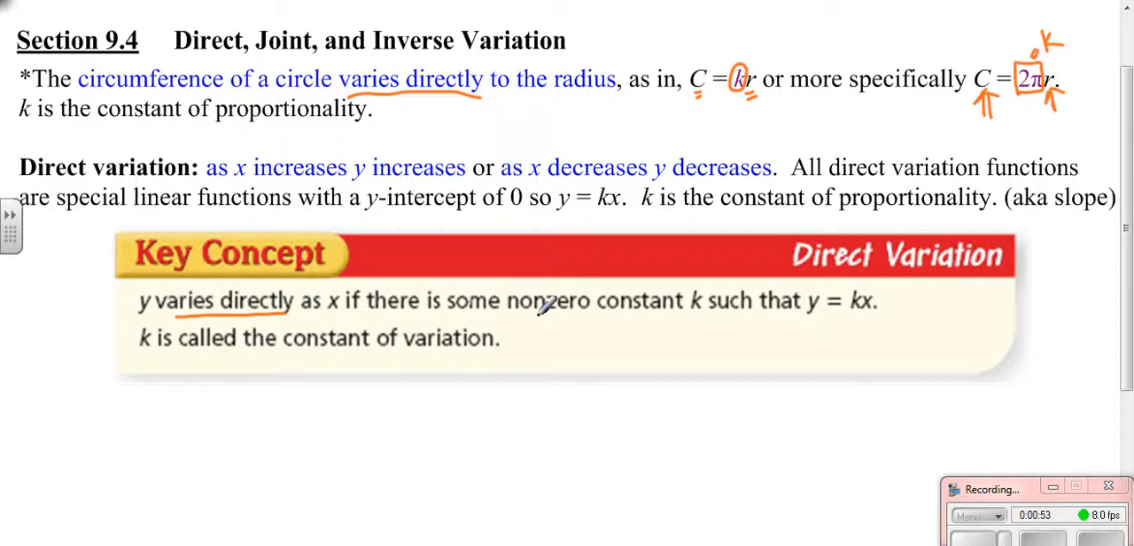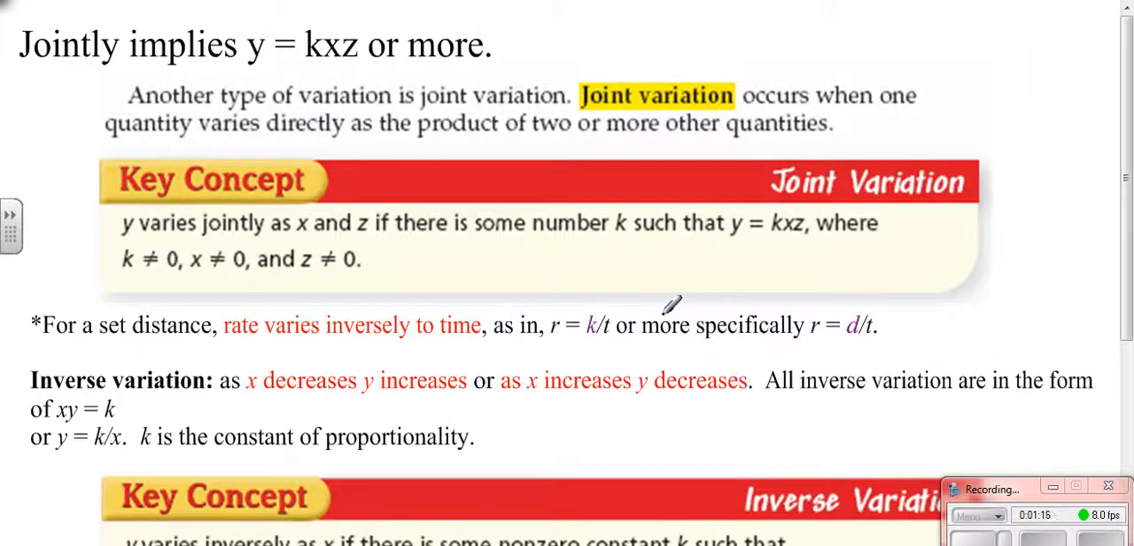So y varies directly as x if there is some non-zero constant k such that this happens. I can write a multiplication problem of x times some constant k, and that will give me y, and that'll give me the relationship. So jointly implies y equals kxz or more.